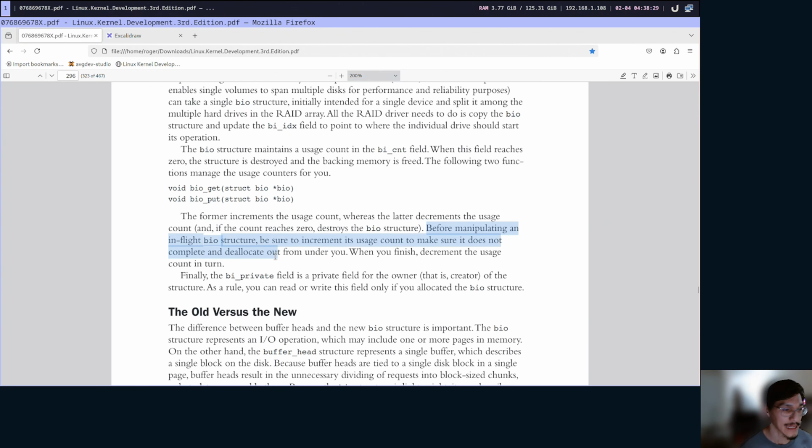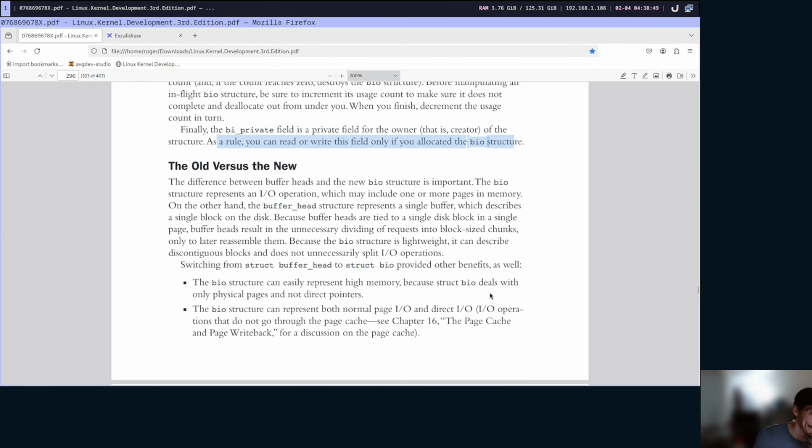Before manipulating an in-flight bio structure, be sure to increment its usage count to make sure that it does not complete and deallocate out from under you. When you finish, decrement the usage count in turn. Finally, the bi_private field is a private field for the owner, that is the creator of the structure. As a rule, you can read or write this field only if you allocated the bio structure. Okay.